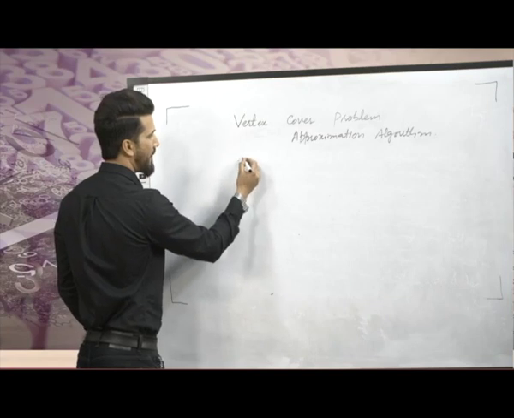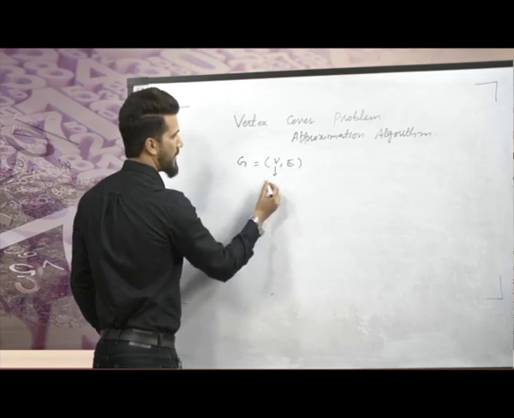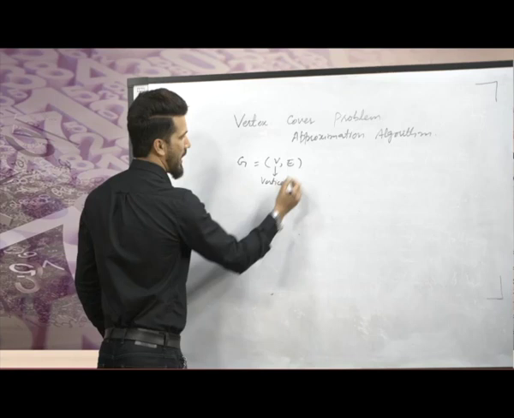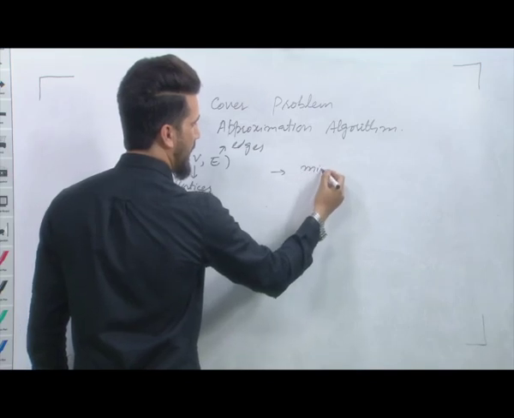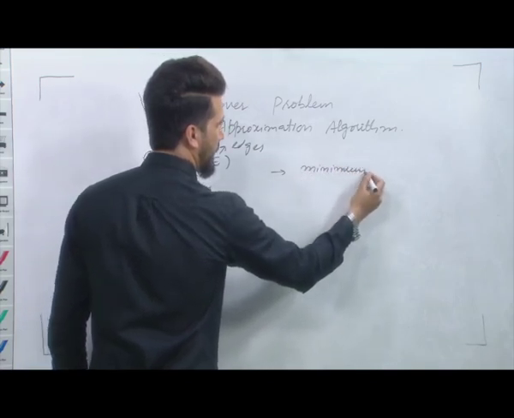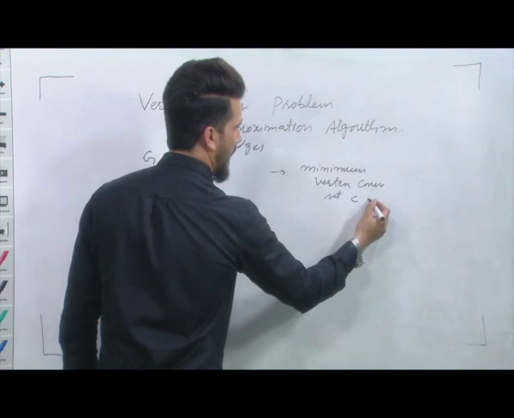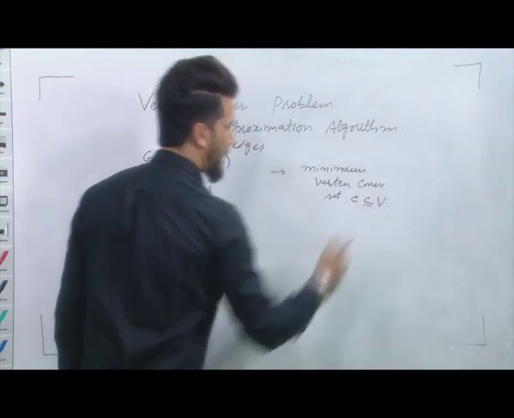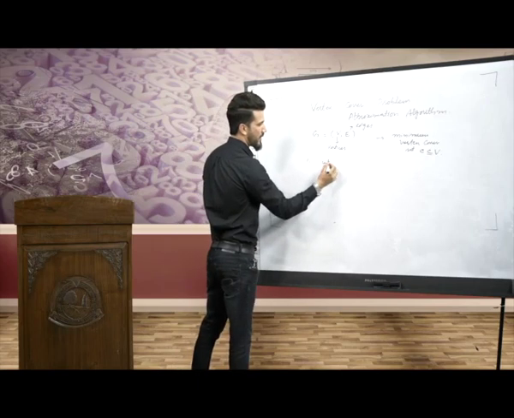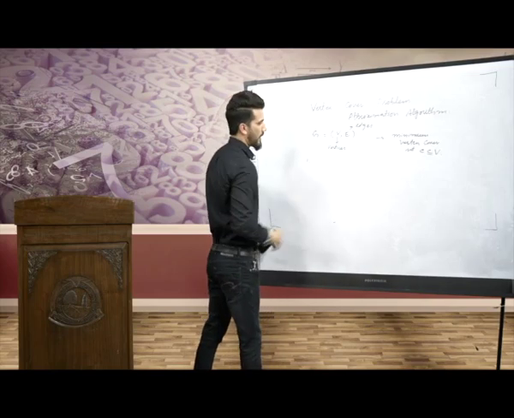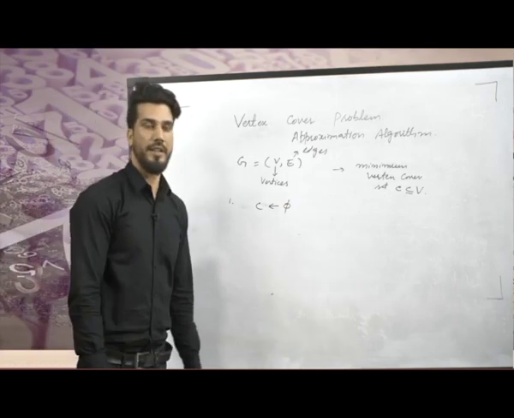If I have a graph defined as G = (V, E), where V is the set of vertices and E is the set of edges, and I have to find the minimum vertex cover set C, which will again be a subset of V. I have to find this C. Now, step number 1, I'll initialize C. By initialization I mean I'll make a set C and initialize it with phi. So C is empty at the start.